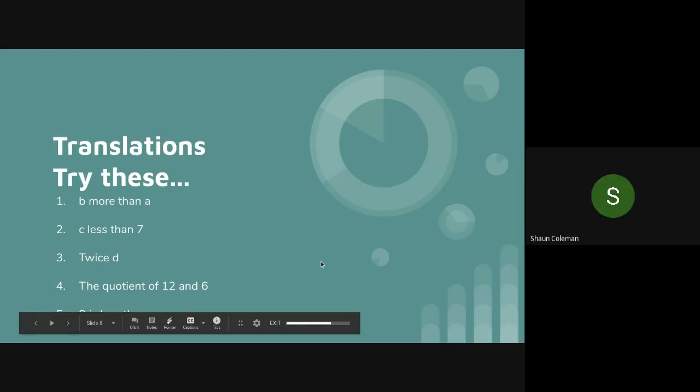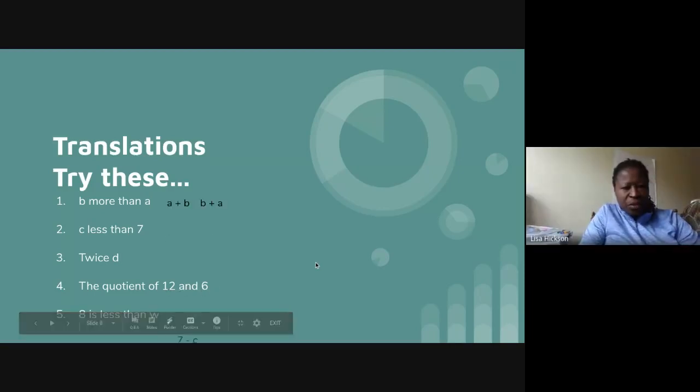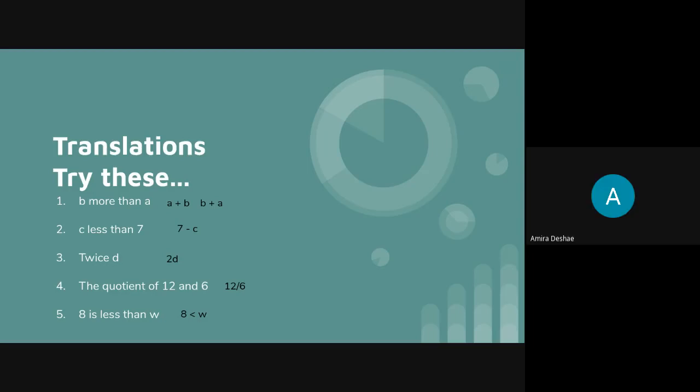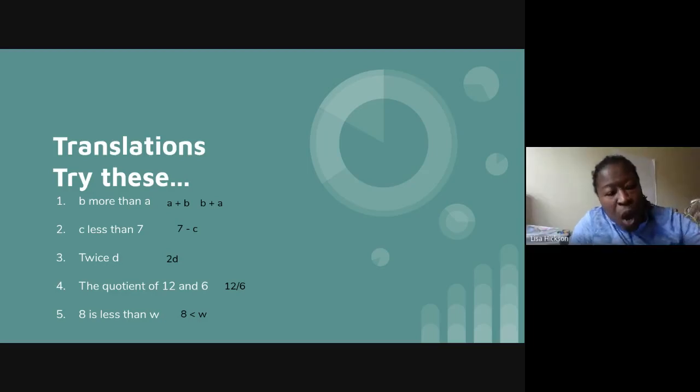Okay, so now the answers are there. So the last one, again, the difference between 2 and 5 is the word is. So for number 2, it implied subtraction. But once you put is there, it becomes an inequality. Remember, less than, greater than, less than or equal to, greater than or equal to.